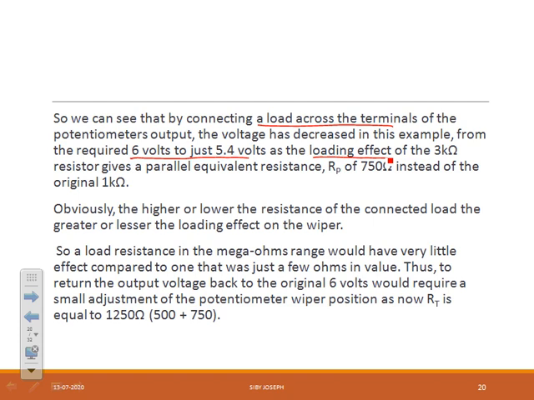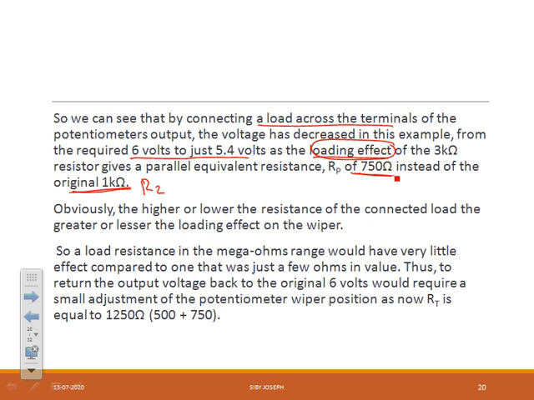Why is this voltage varying? The voltage is varying because of the variation of the total resistance due to the loading effect. Due to this loading effect, the resistance of 1 kilo ohm, the value of R2, is changed to a new value, that is 750 ohm.